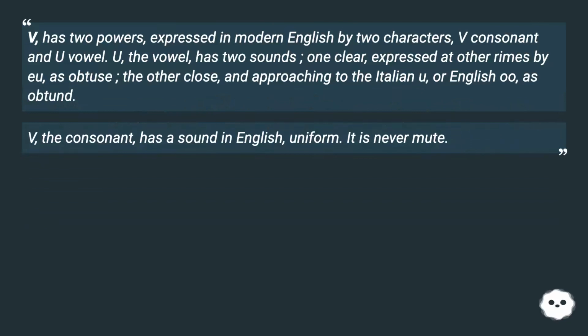"V has two powers, expressed in modern English by two characters, V consonant and U vowel. U, the vowel, has two sounds, one clear, expressed at other times by EU, as obtuse, the other close, and approaching to the Italian U, or English O, as obtund. V, the consonant, has a sound in English, uniform. It is never mute."